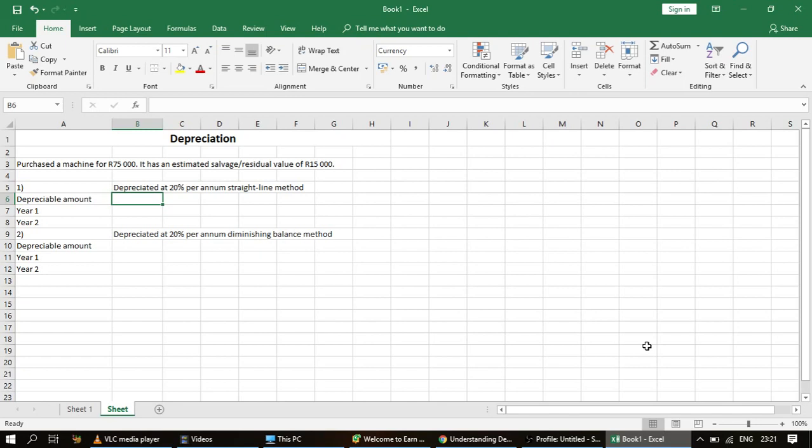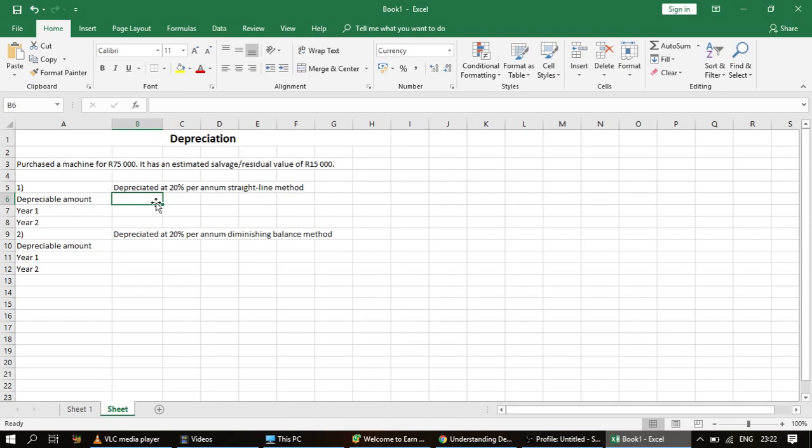Straight line method. So the straight line method is a way of calculating depreciation. It's the most common method of calculating depreciation, and it's also the simplest method of calculating depreciation. We'll see why just now. So here it says that you purchased the machine for 75,000 rand. It has an estimated salvage or residual value of 15,000 rand. And it says depreciated at 20% per annum using the straight line method.